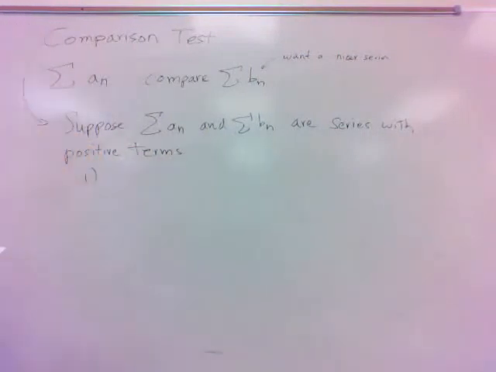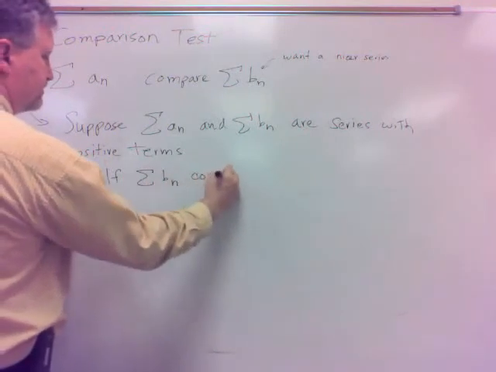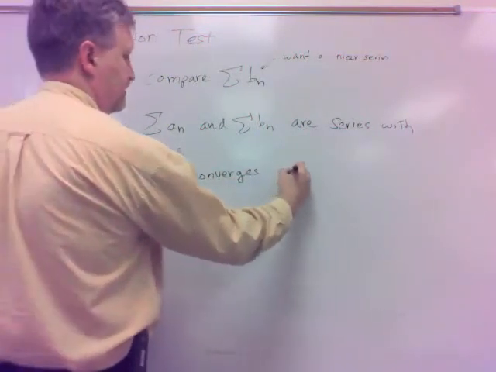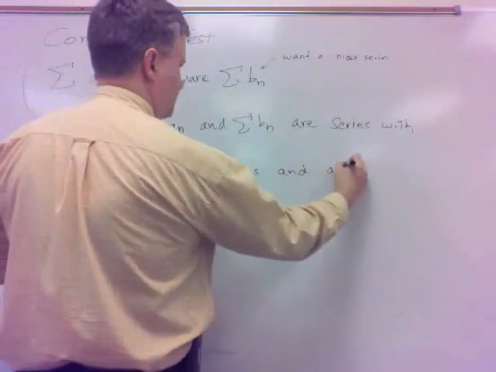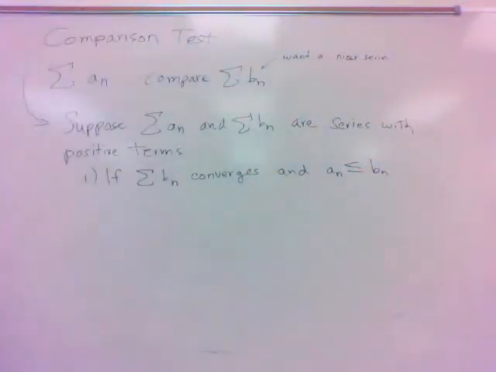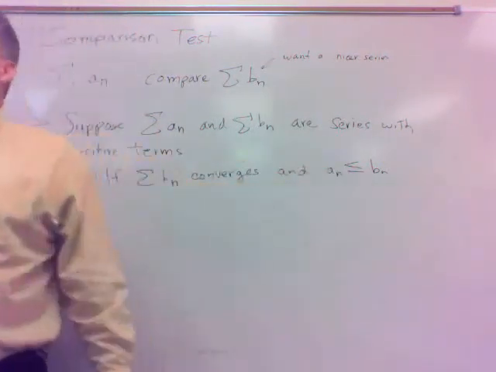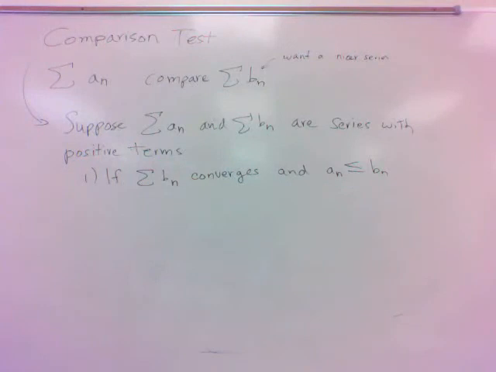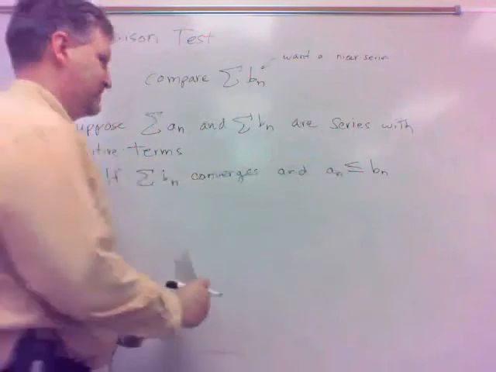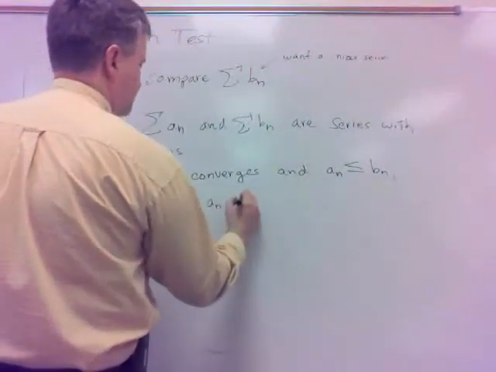The first part of the comparison test says this: if the series B sub n converges and the A sub n terms are all less than or equal to B sub n terms. All right, now this kind of gets back to the integral test thing that we were talking about. We've got B sub n convergent. The A sub n terms are all less than B sub n terms. So what can we say about A sub n? It's going to have to converge too, because the A sub n's are smaller than the B sub n's. So the A sub n series must converge too.